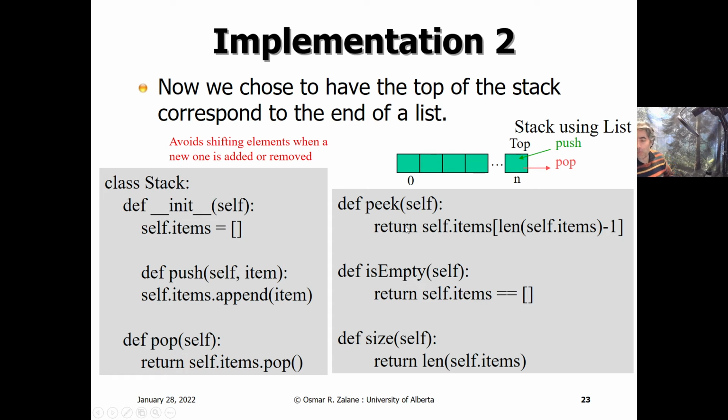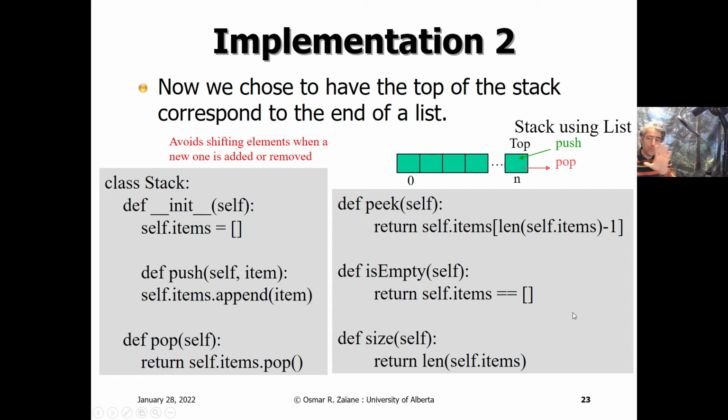Now peek. What do I do with peek? Well, peek, I'm supposed to look at the last element because that's where the top is. Well, length of items of self minus 1 is the last index. And then I take that of items, self, and I return it. That's it. So I return a copy of what exists in the last element. Is empty? Same thing as before. I check if items is equal to the empty list. And size, I will call the length of items of self and return that.